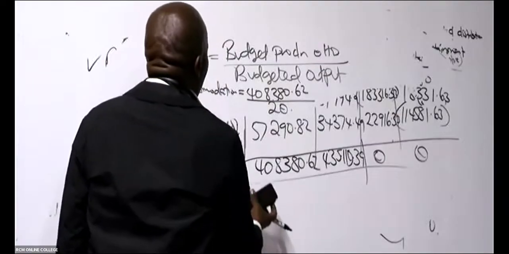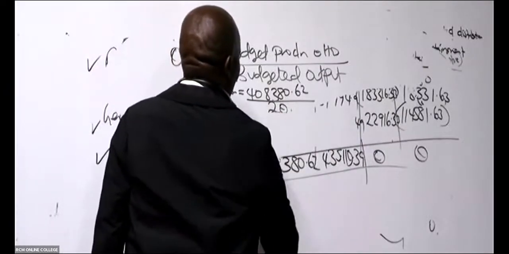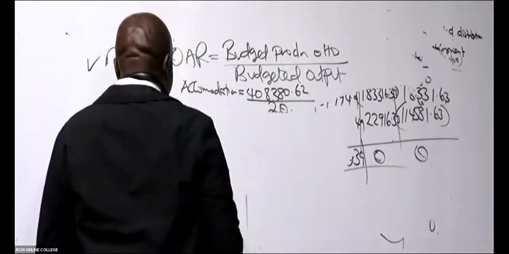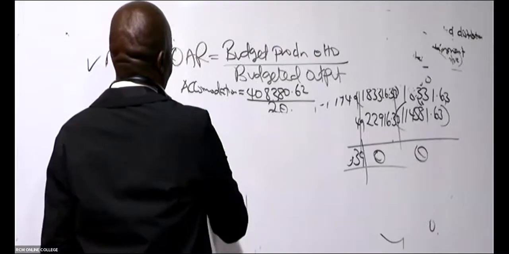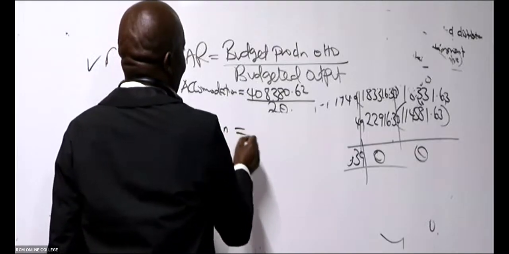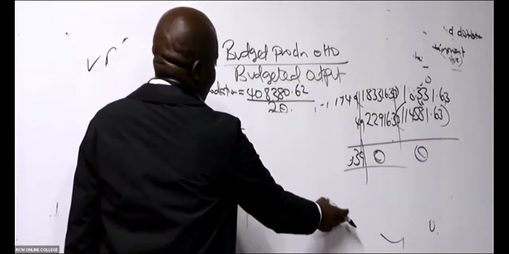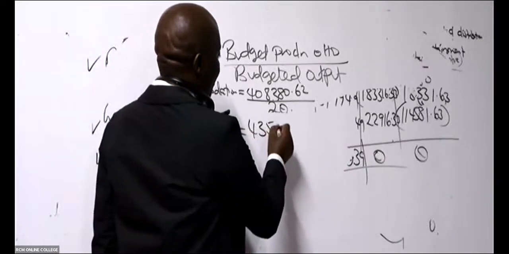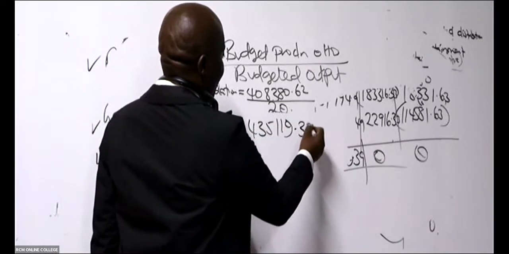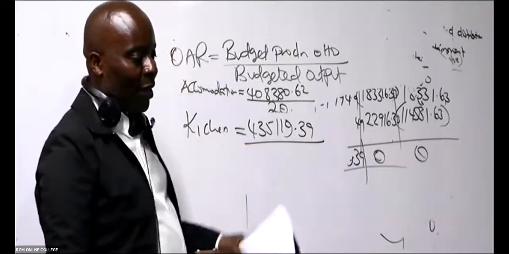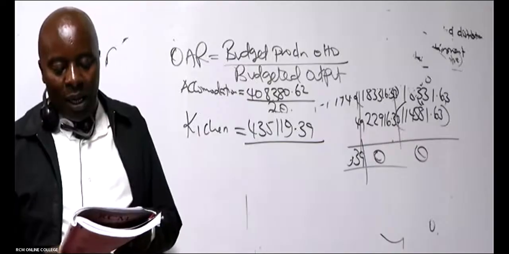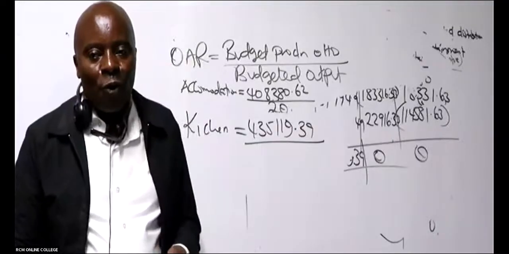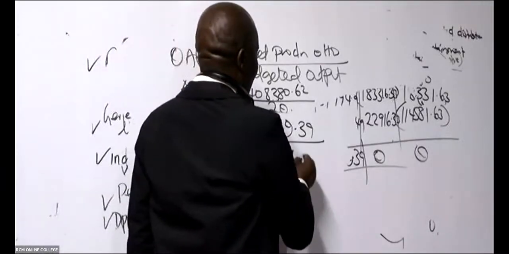So please go ahead and look at the OAR for the next department, which is known as kitchen. Are you able to see the budgeted production overhead for kitchen? 435,119.39. So we divide this by the number of plates. And you can see from note 1, from the kitchen, we intend to serve how many meals? 480. We divide this by 480, like that.